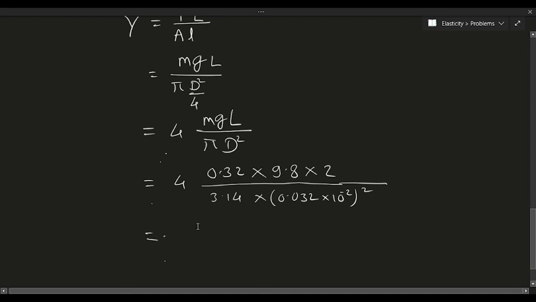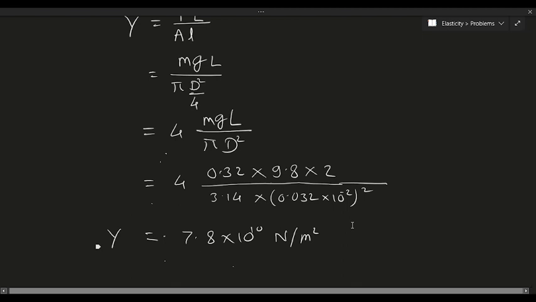Calculation is simple, and we finally get Y equal to 7.8 into 10 raised to 10 Newton per meter square. When all the quantities are taken in SI unit, our Young's modulus will also be in SI unit, 7.8 into 10 raised to 10 Newton per meter square. This is the Young's modulus.